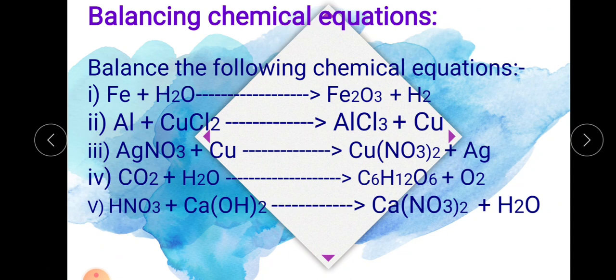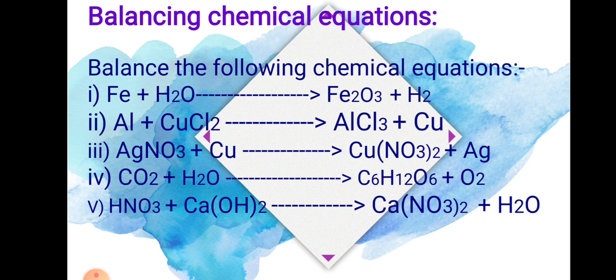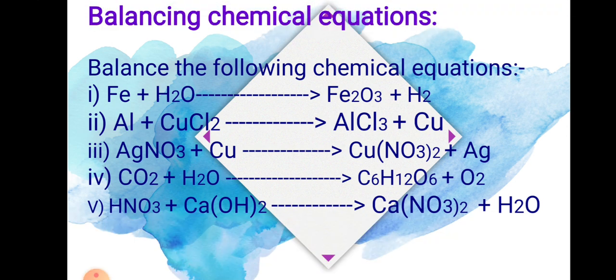First one, reaction of iron with steam to give iron oxide, that is rust, plus hydrogen gas. Second one, reaction of aluminum with copper chloride to give aluminum chloride plus copper. Third one, silver nitrate reacts with copper to give copper nitrate plus silver. And fourth is very important, that is the photosynthesis reaction using carbon dioxide and water. Plants prepare their own food and give glucose and oxygen.